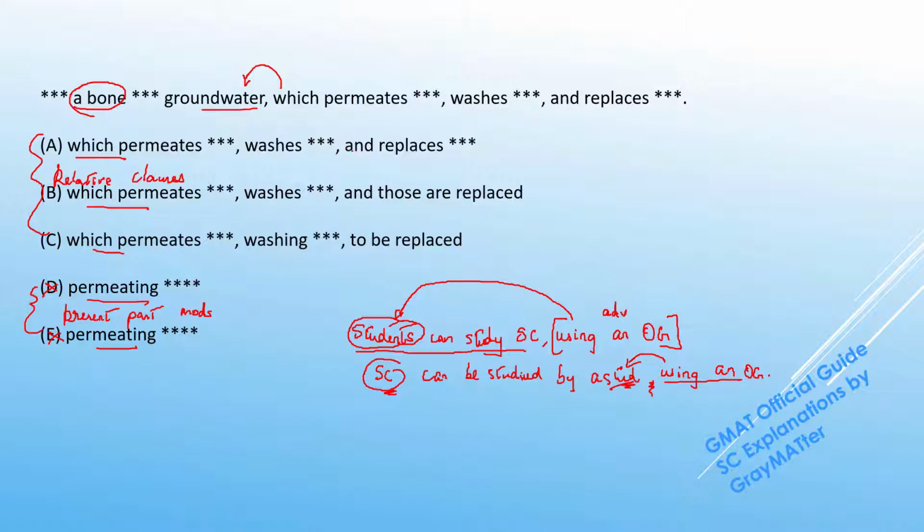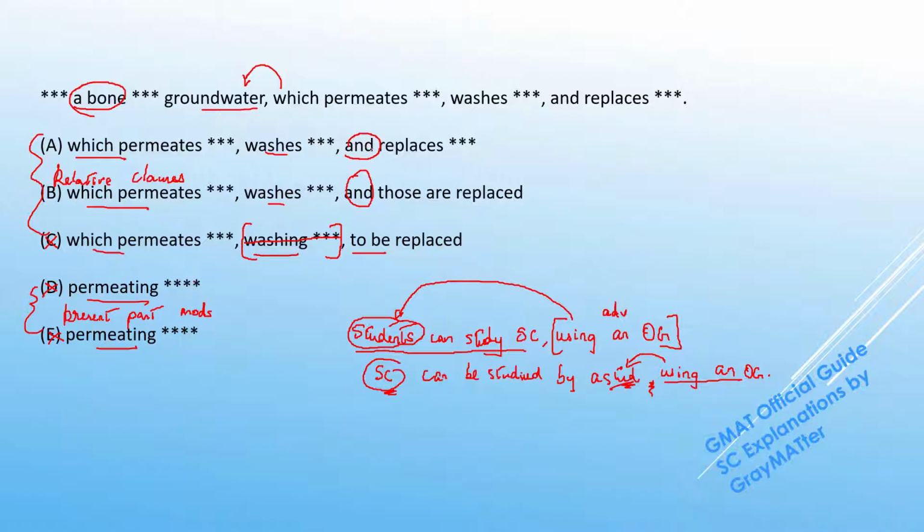Now among A, B and C, the first difference that sticks out is the presence of "and to be replaced," "and washes" and "washing." We need to understand that this is once again a present participle modifier, but this is placed within commas, which means this can be read around. So if we read around this construction, it becomes "which permeates the bone to be replaced with minerals." It's not like the bone is getting replaced with minerals, isn't it? According to the logic, it should be the organic components that are supposed to be replaced with minerals. So C does not make sense.